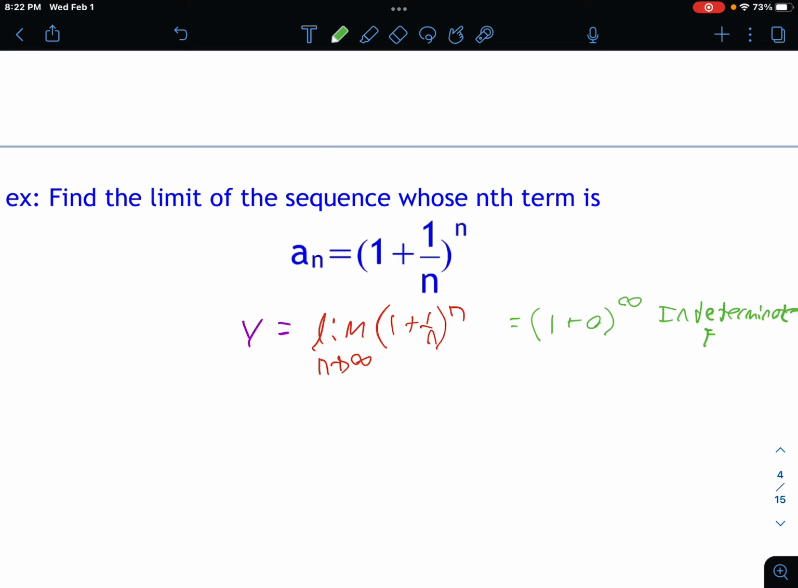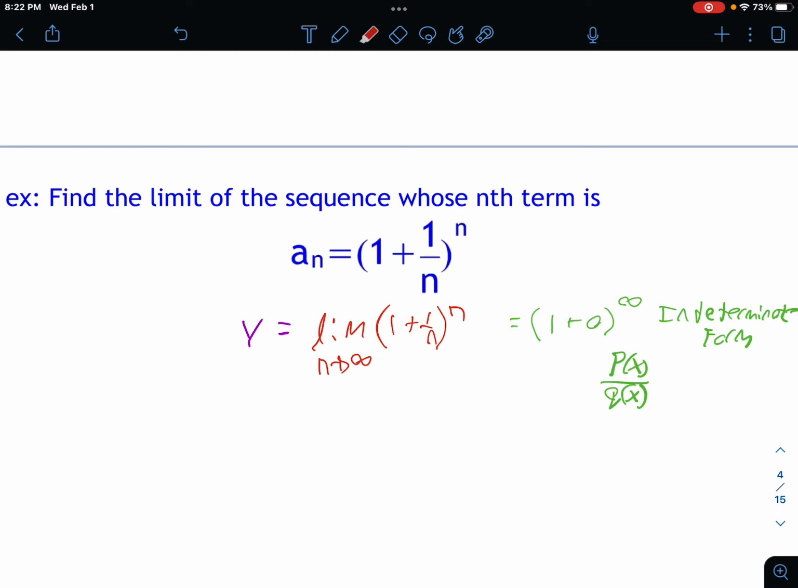Now, with an indeterminate form, I can do L'Hopital's rule, but the issue with L'Hopital's rule is I need to make my function have the form P of x over Q of x. If it's not divided by one another, I can't take the derivative of the numerator and the derivative of the denominator and then take the limit once again. So I have to get into that form.